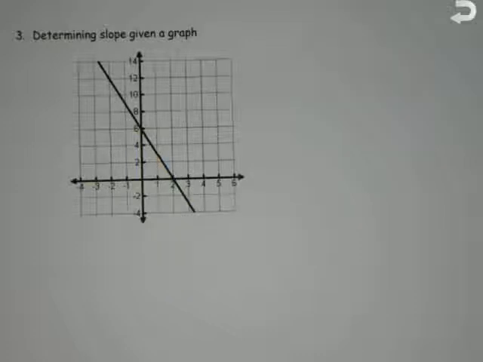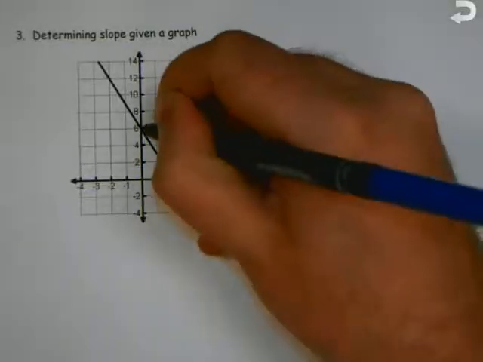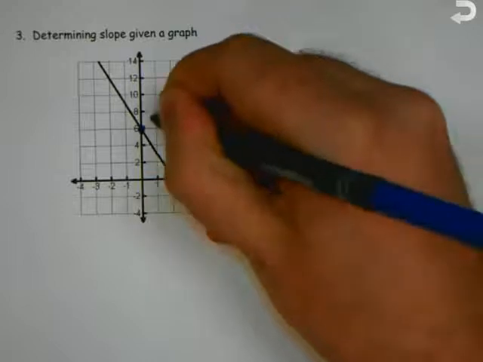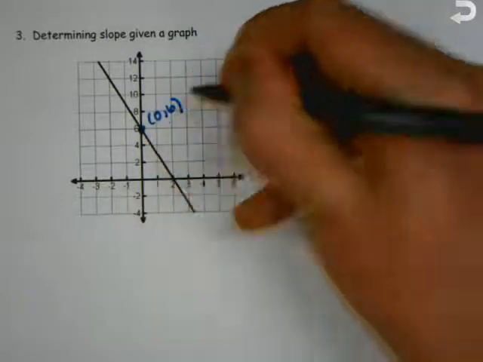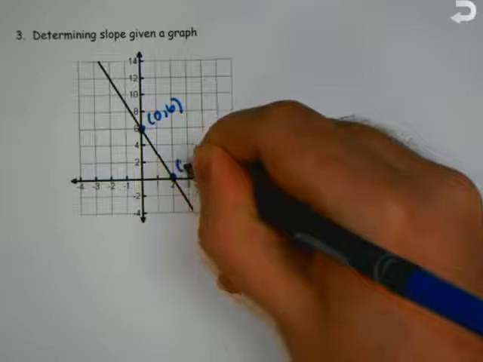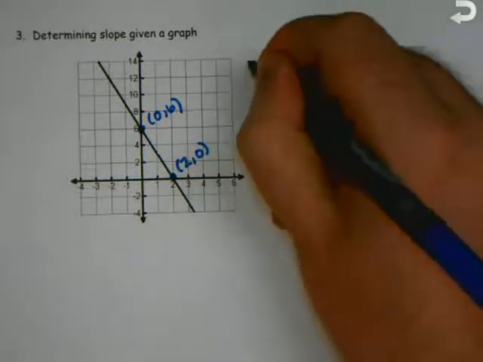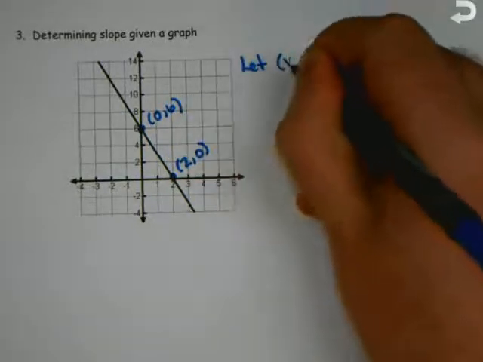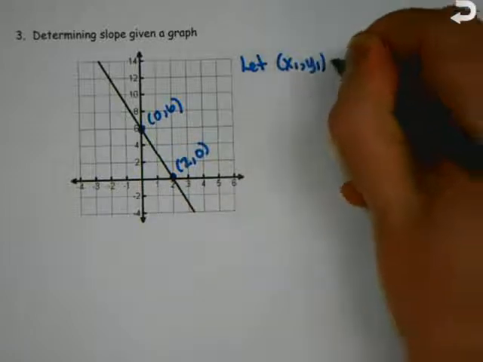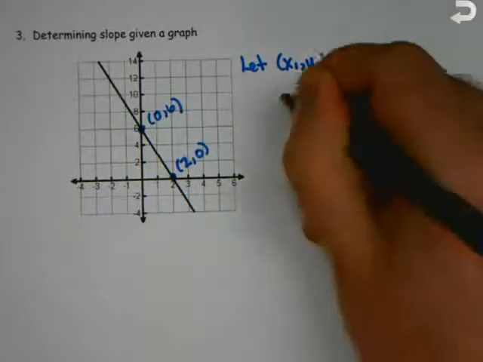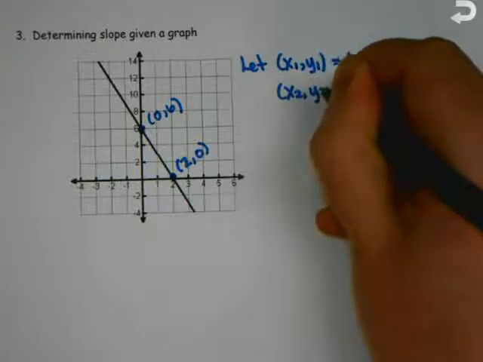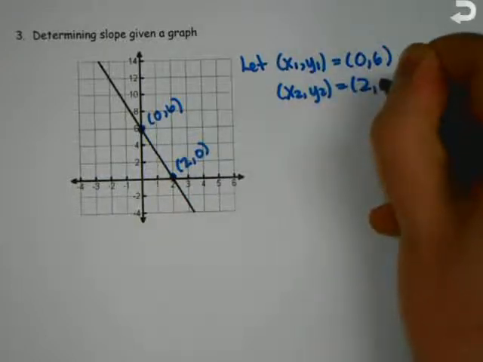A good strategy to use is to find friendly points where the coordinates don't give you anything weird like decimals or fractions. So I'm noticing here that the y-intercept is 0, 6. And the x-intercept is 2, 0. Those points are considered friendly points because they won't give us any decimals or fractions. So we write our statement again. Let x1, y1 equal 0, 6, and x2, y2 equal 2, 0.